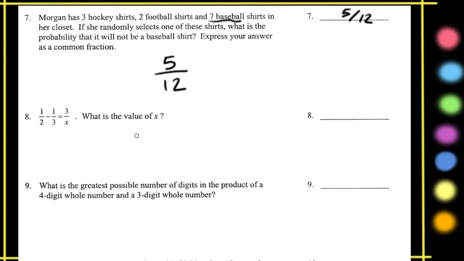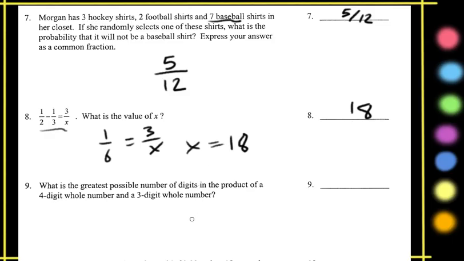All right. Okay, it asks for what is the value of x here. You can do a half minus a third. That's going to give you a sixth. So a sixth is equal to 3 over x. And if you want, you can just cross multiply, or you can multiply by 6x if you want. But either way, you're going to get x is equal to 18. So the answer is 18.